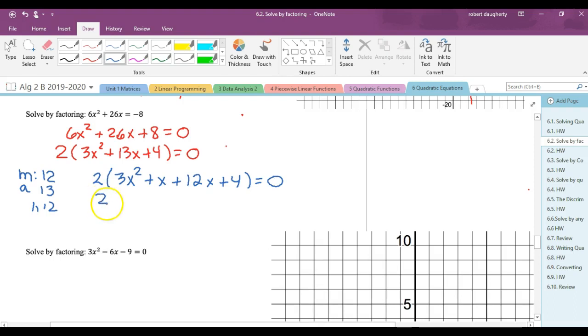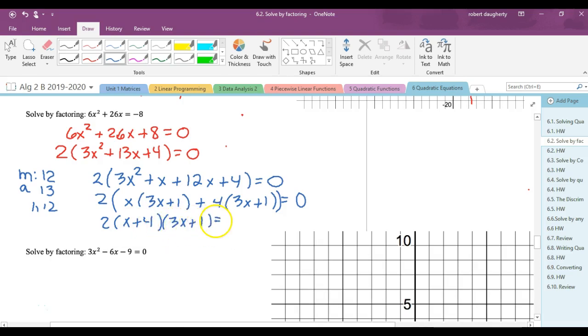And then I factor by grouping. So these first two terms have an x in common. 3x plus 1, plus the next factors have a 4 in common. So this tells me 2, x plus 4, 3x plus 1 equals 0. So x is equal to -4 or -1/3 when you set each of those factors equal to 0. Okay.